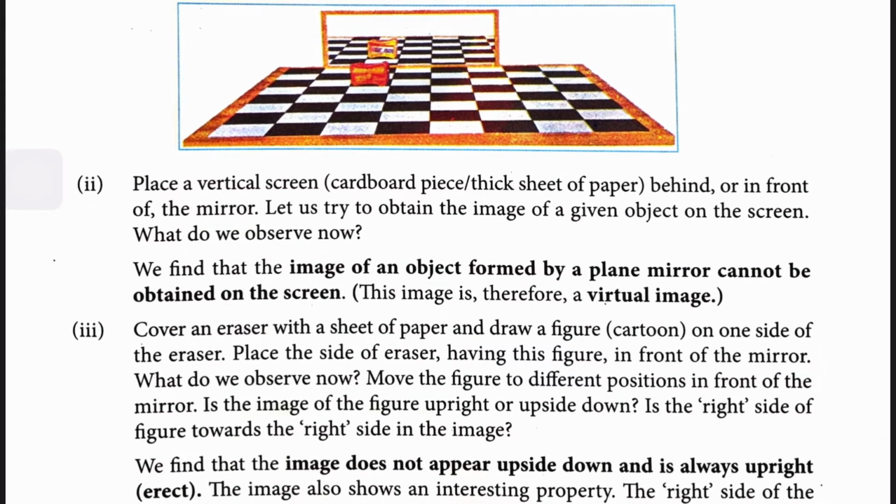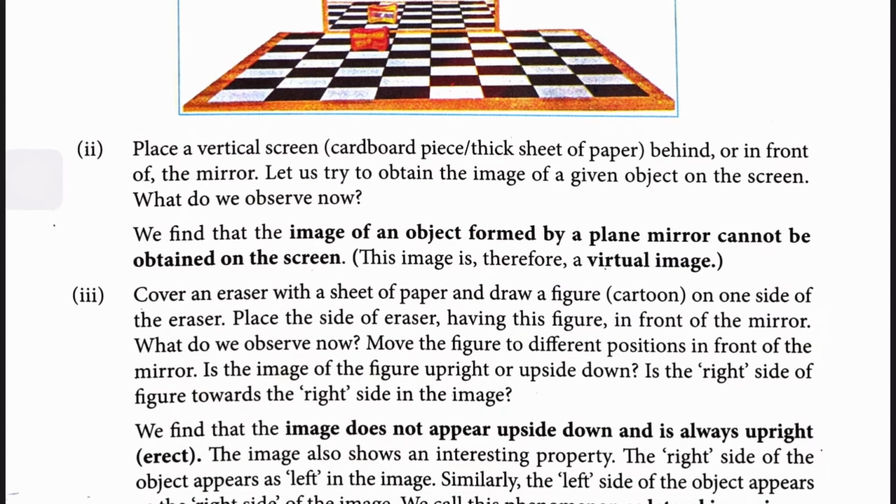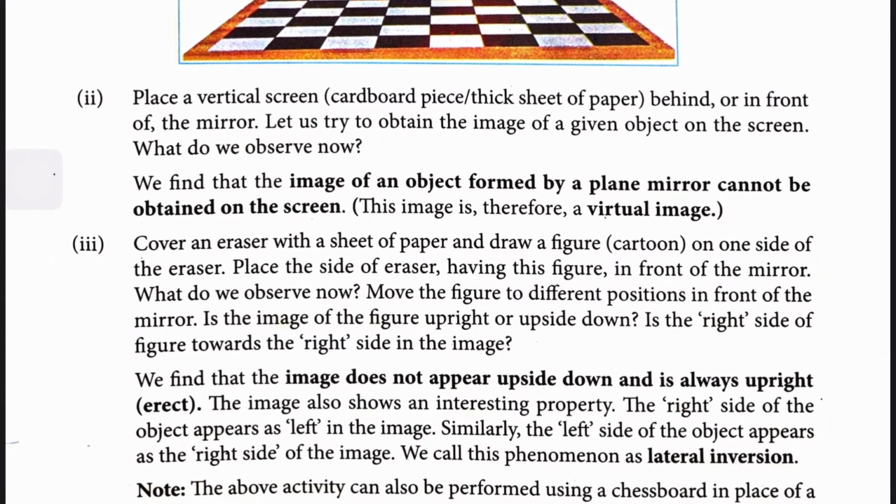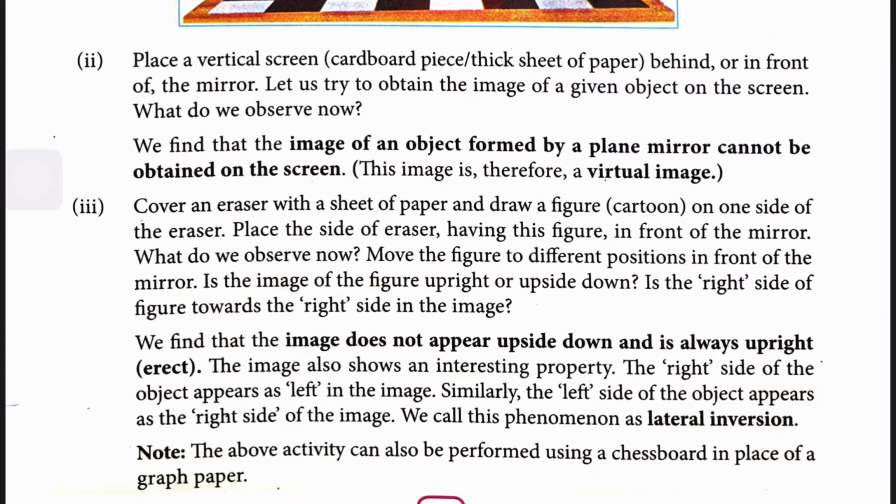Second, place a vertical screen, cardboard piece, or thick sheet of paper behind or in front of the mirror. Let us try to obtain the image of a given object on the screen. What do we observe now? We find that the image of an object formed by a plane mirror cannot be obtained on the screen. This image is therefore a virtual image.